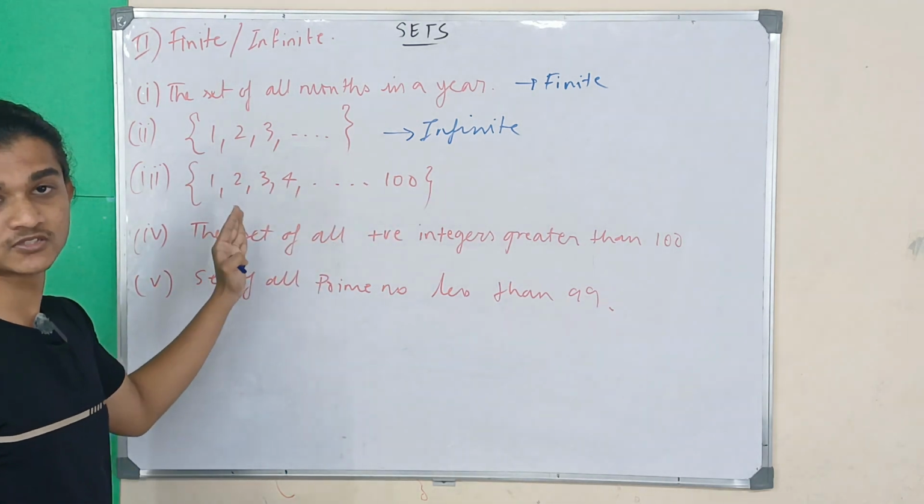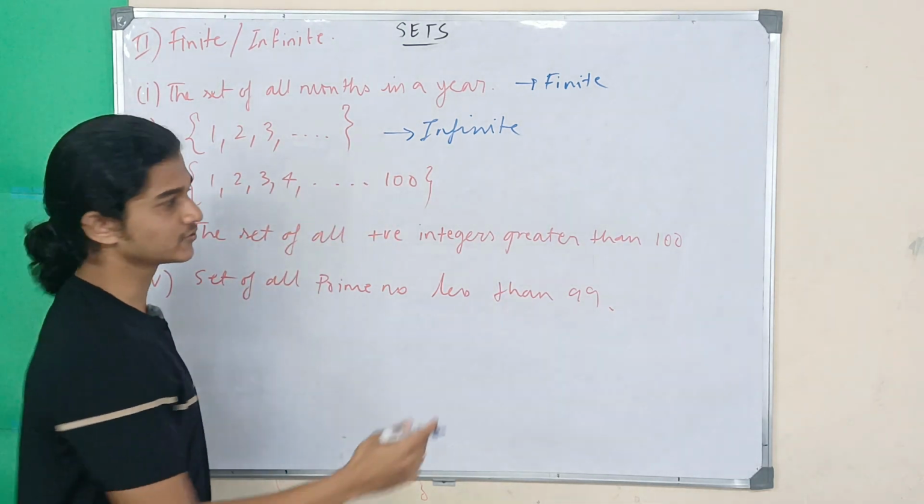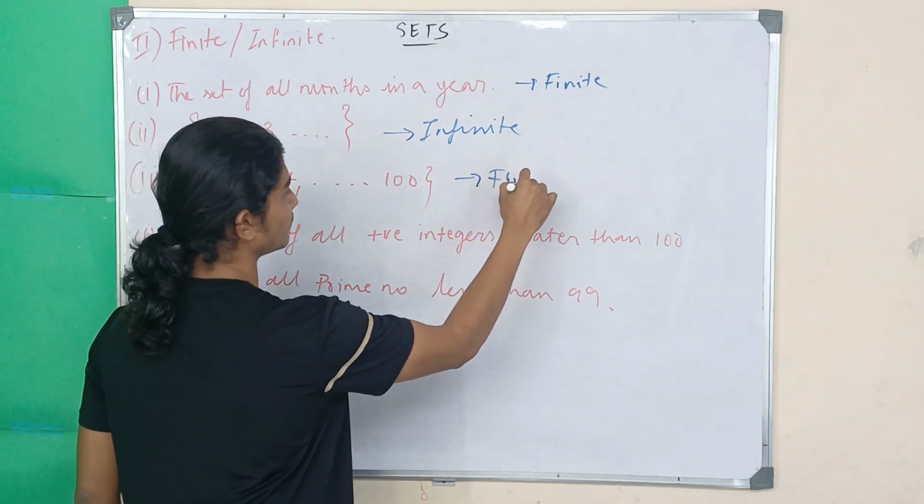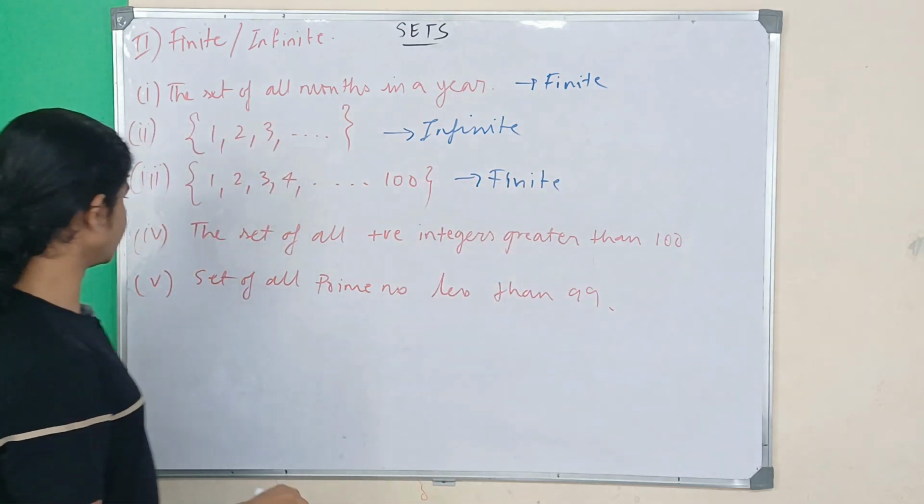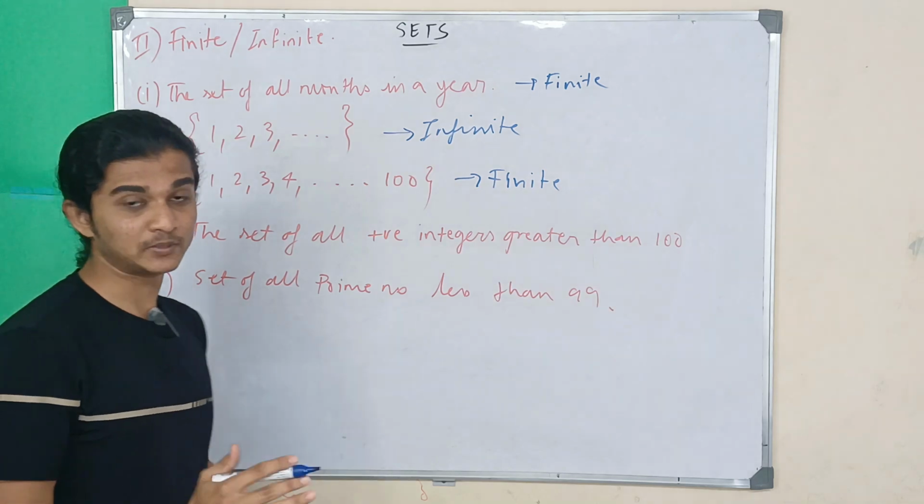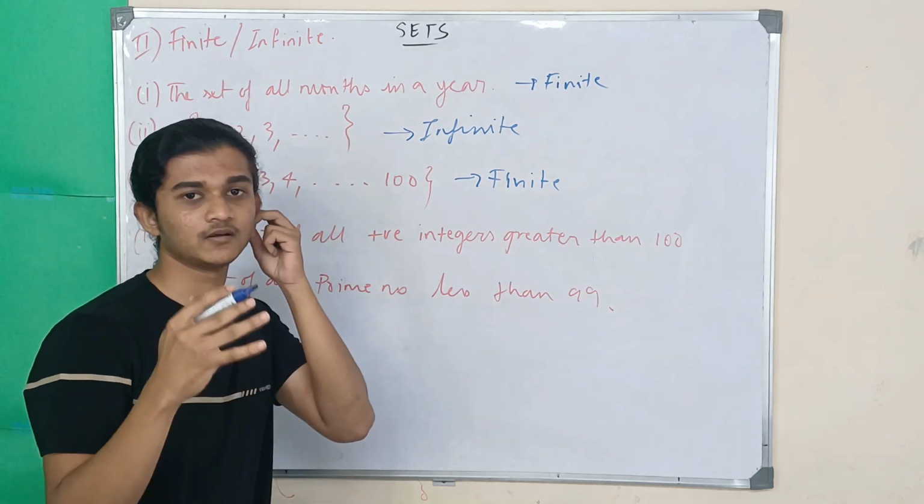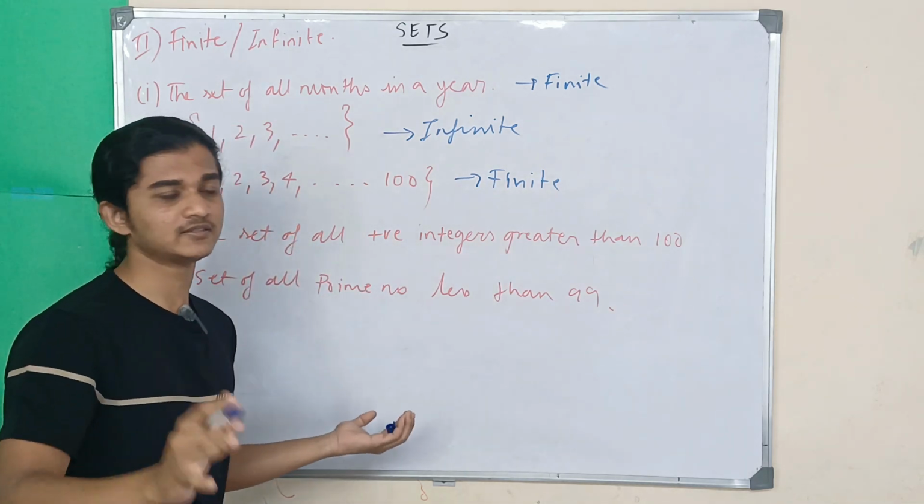Set of all natural numbers from 1 to 100. It's basically a finite set, so easy. So this is a finite set. For the fourth one, if you know how to solve this, please pause and try to solve, and then play and check with my answers. So you can try that.